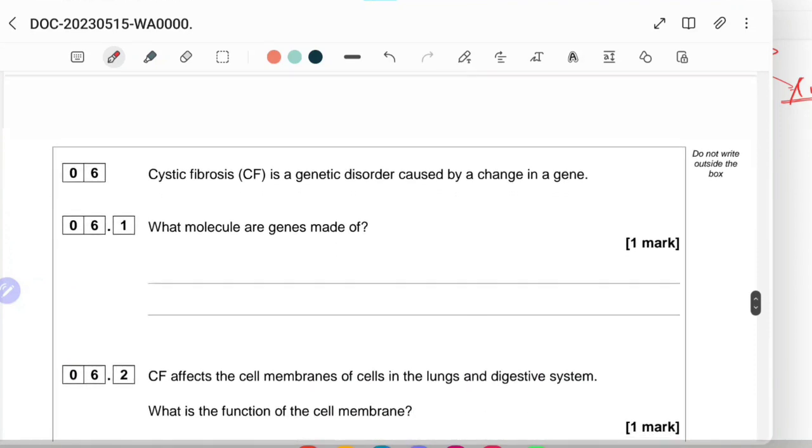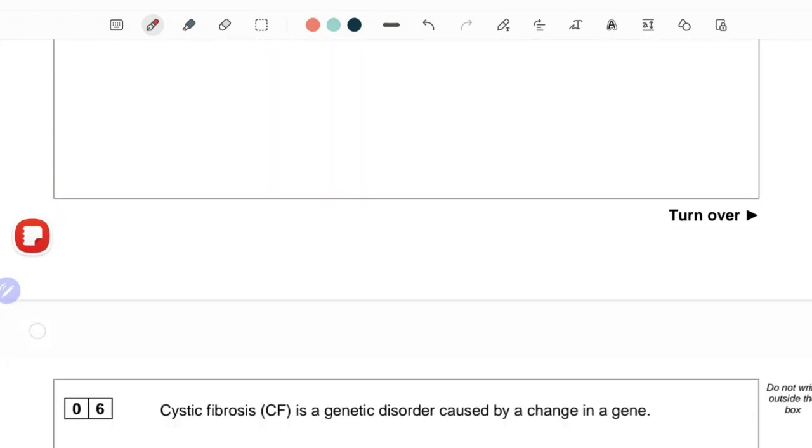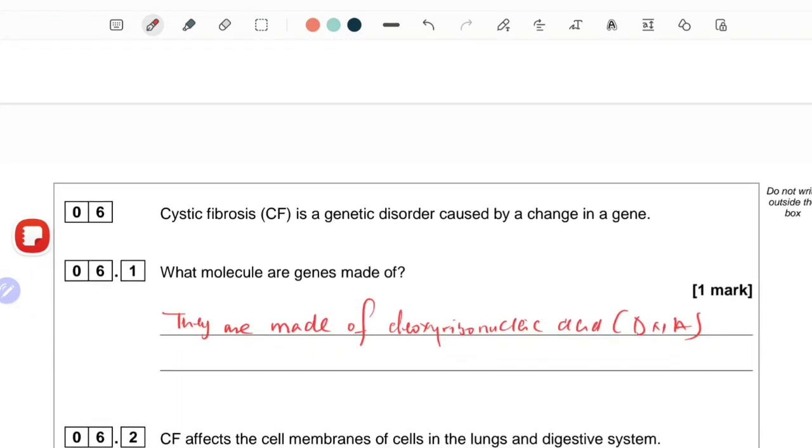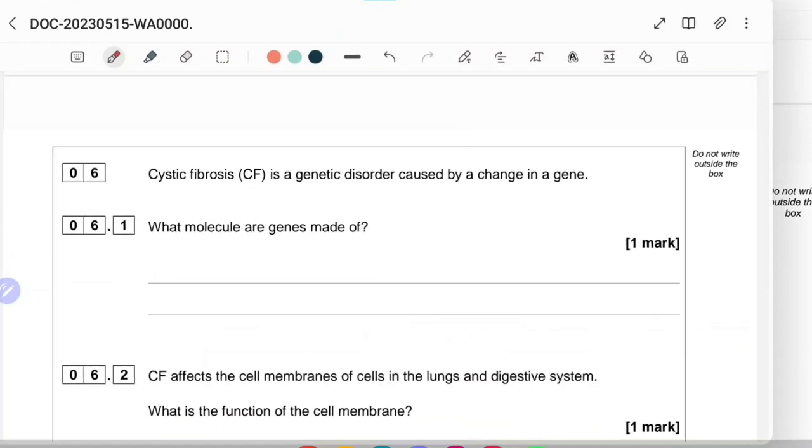Now, cystic fibrosis is a genetic disorder caused by a change in a gene. What molecules are genes made up of? So what is in a gene? Or what are genes made from, so to say? And that will be your what? Deoxyribonucleic acid, which is DNA. All right. Moving on.